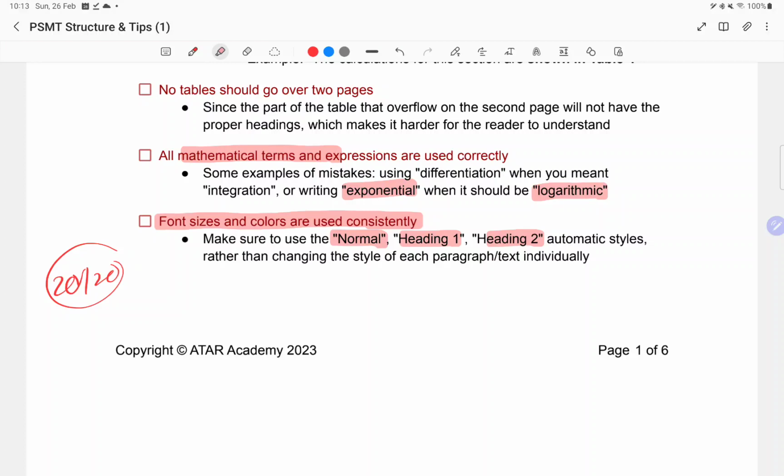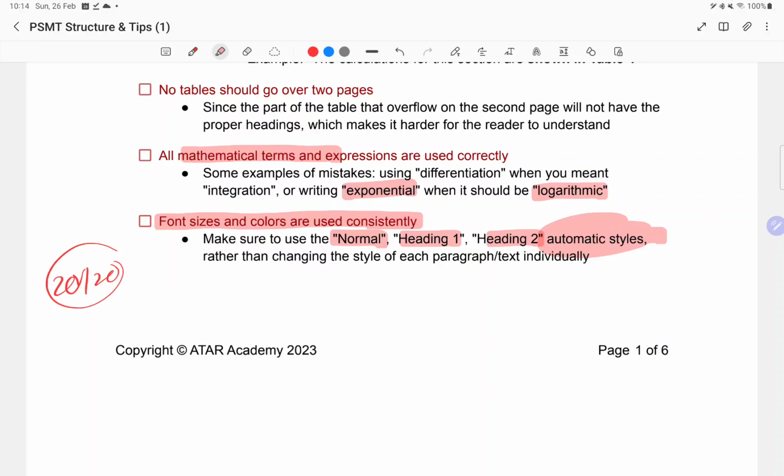There is a way to update every single heading in the document: just right click, then properties, and change the style for heading 1. It changes for everything. It makes the formatting a lot more consistent. So always use the automatic styles. Never change up something by yourself. Never even bold anything in your assignment. You don't normally do that for an assignment. Just keep everything normal text.